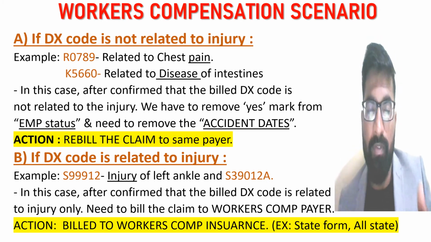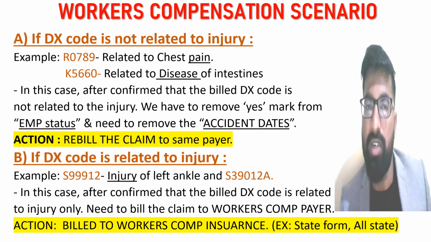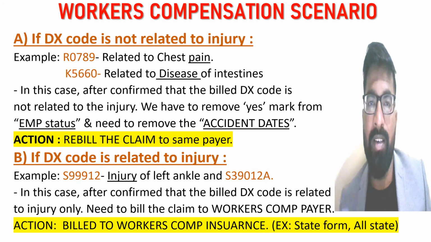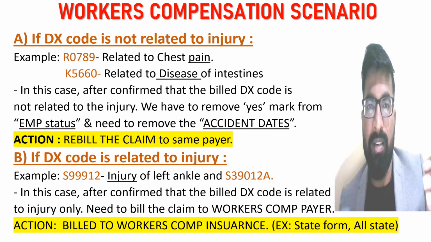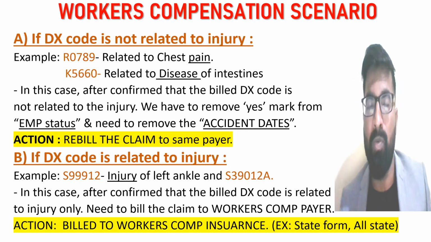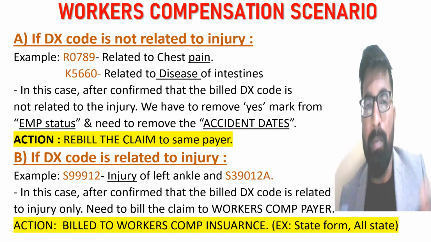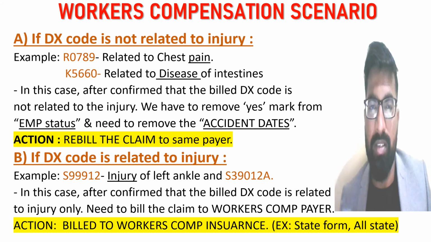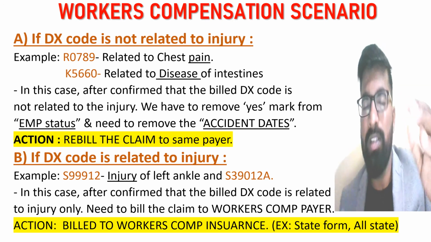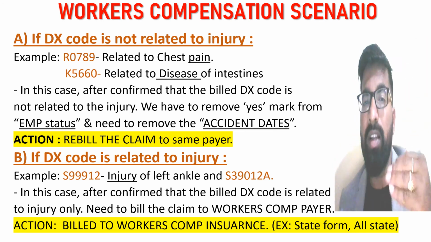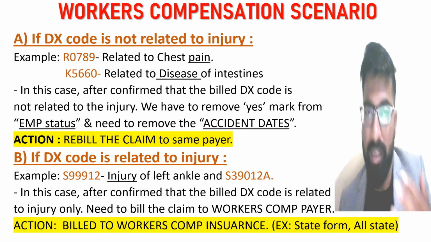If the patient has any workers' comp insurance, how do we find it? There is a name like Allstate or State Farm. These are some of the workers' comp insurances. If the patient has workers' comp insurance, then we have to bill this claim to the workers' comp. So this is the second case. If the diagnosis code is related to the injury, then we have to bill this claim to the workers' comp insurance so that the doctor will get the payment from the workers' comp payer.